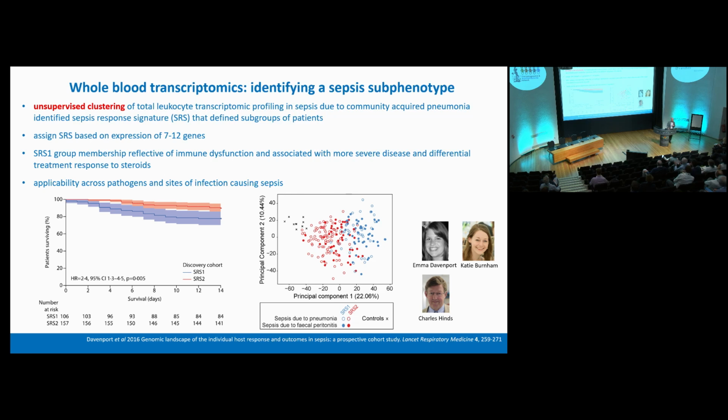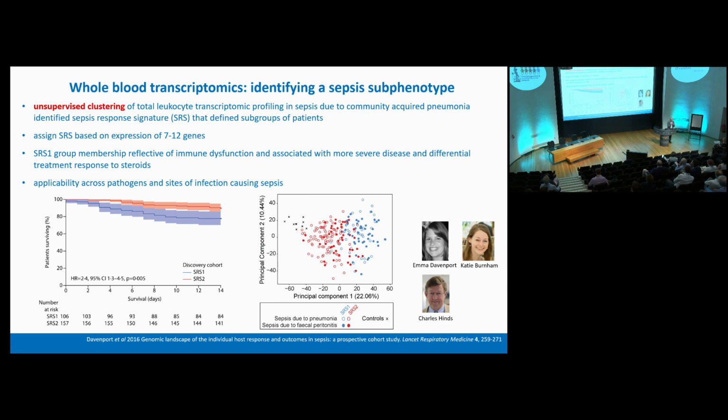And so the work that we published some time ago now was based on a study that recruited patients with community-acquired pneumonia from intensive care units across the UK, where we did whole blood transcriptomics based on microarrays at this time. And we took an unsupervised approach to the data. We said, what clustering might there be in this data? And we found that there was evidence of subgroups, as you might expect.